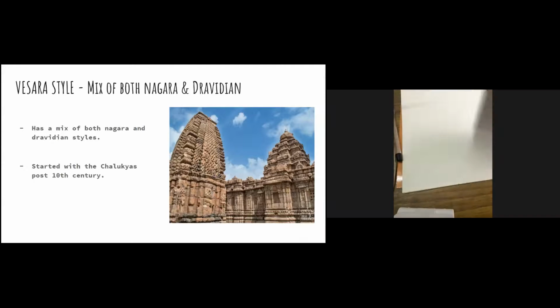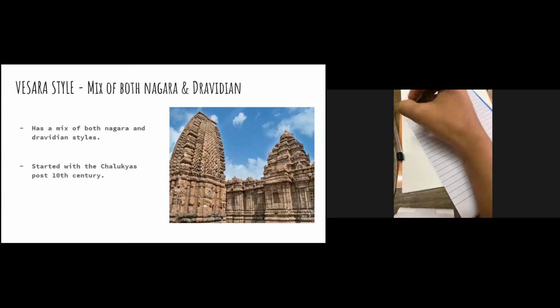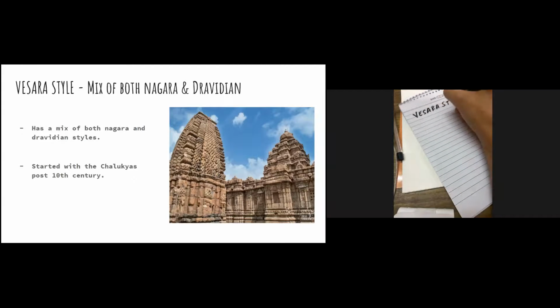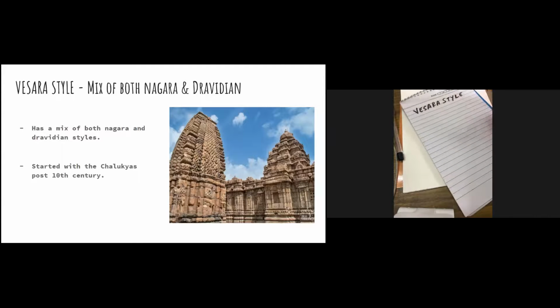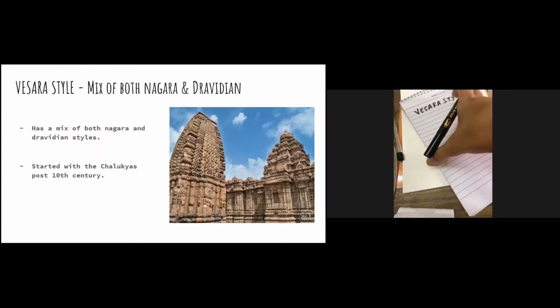One doubt. What is it, dear? In the Dravidian style, I didn't understand the tower. Actually, I didn't copy its name. No, not to worry about it. We'll be doing a drawing of it. Not to worry about it. Okay. You'll be doing a drawing about it. You don't need to worry about it for now.